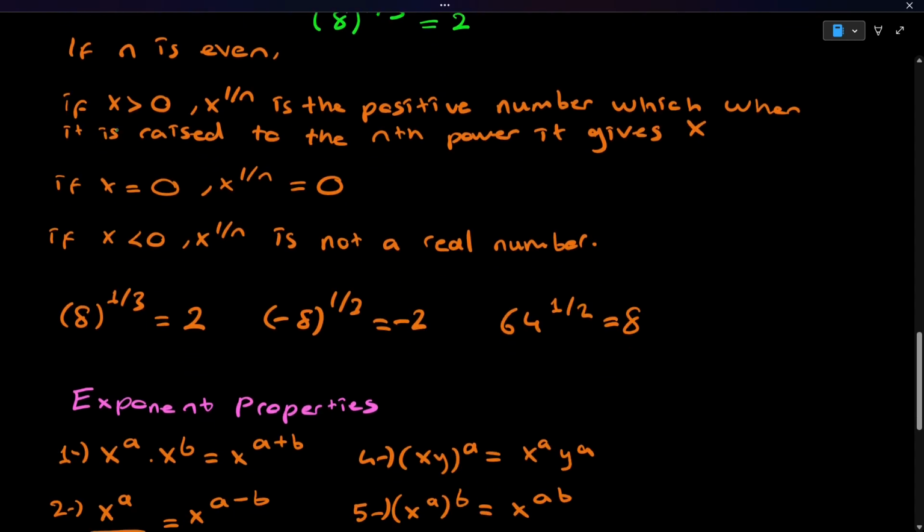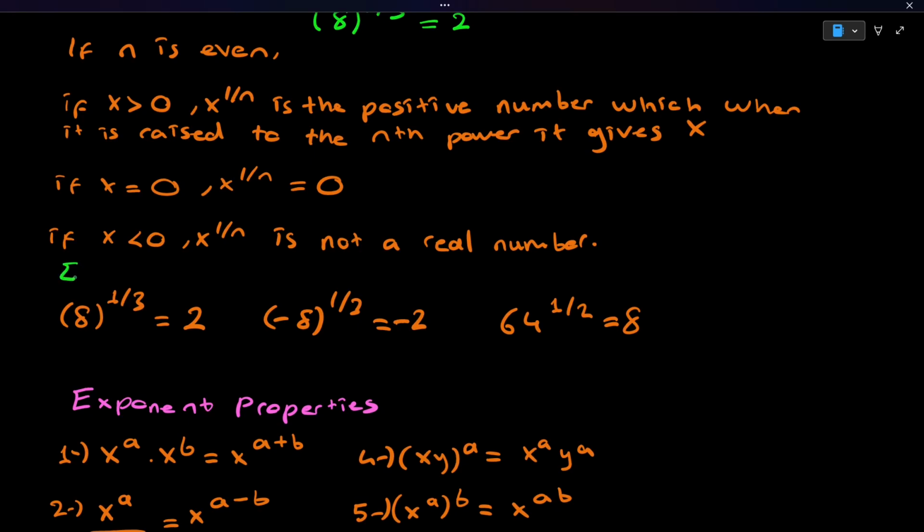If n is even and x is greater than 0, x to the power of 1 over n is the positive number which, when raised to the nth power, gives x. Now we have to be careful, because if x is equal to 0, then x to the power of 1 over n will be 0. If x is less than 0, x to the 1 over n will not be a real number.